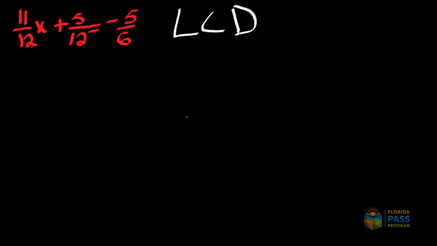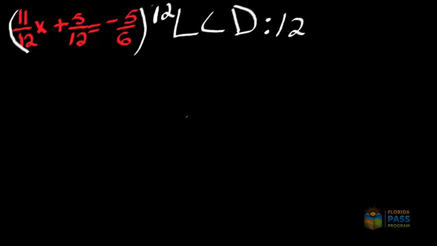For example, 12 and 6. What is the smallest number that both 12 and 6 can go into? Well, the number 12. So here's what you're going to do. That means the LCD is 12. So I'm going to multiply all of my numerators by 12, only the numerators.